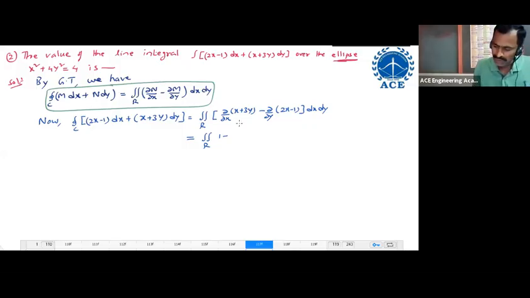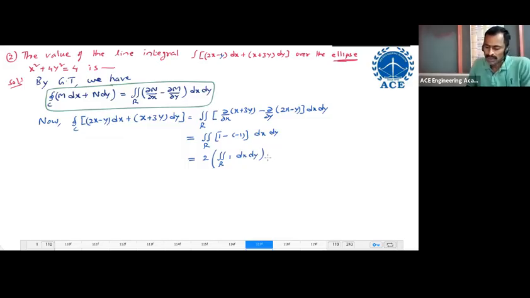So this is 1 minus 0, which is plus 1. This 1 is a constant, so we write it outside: double integral over R of 1 dx dy, where R is an ellipse region only.